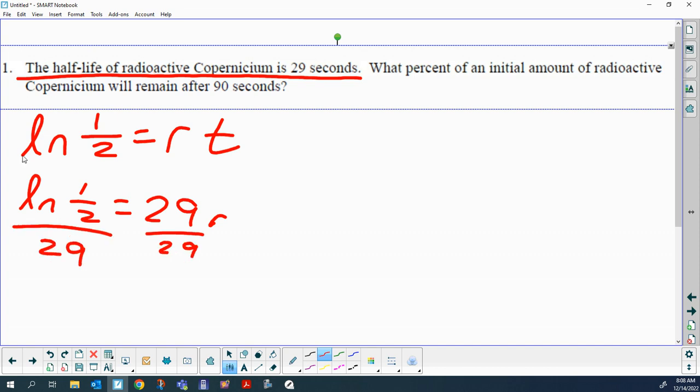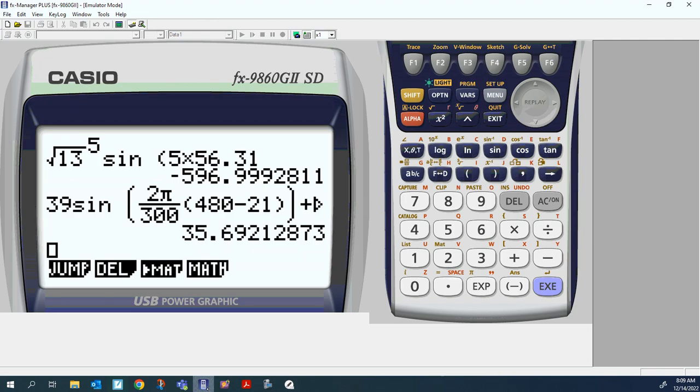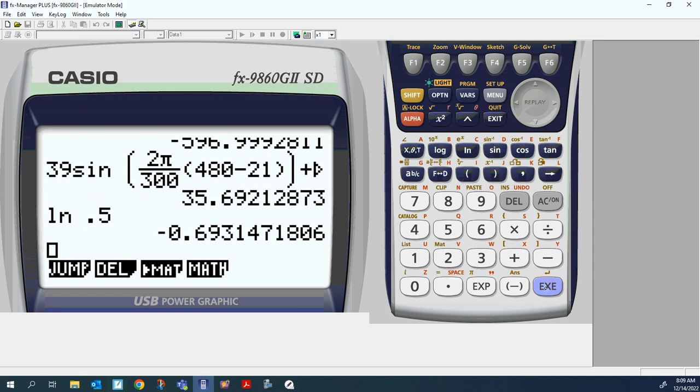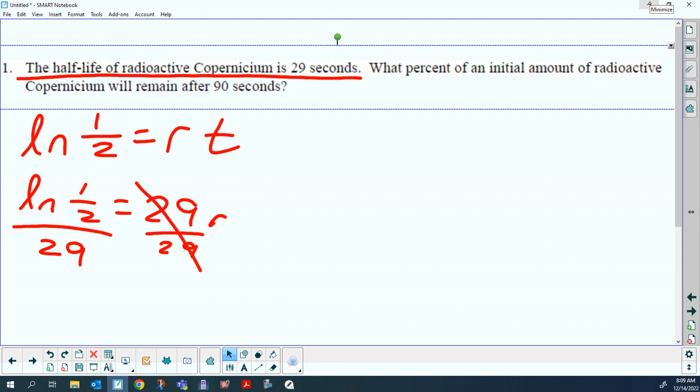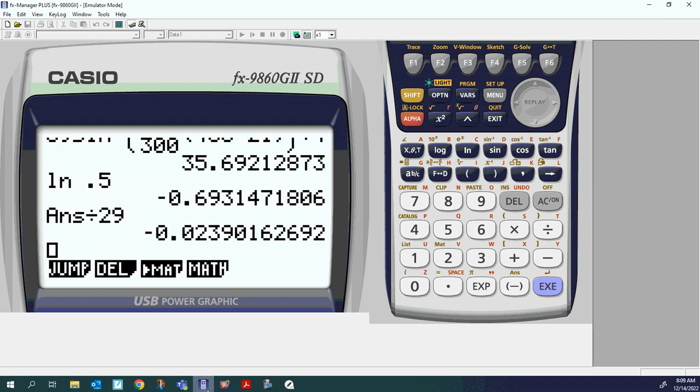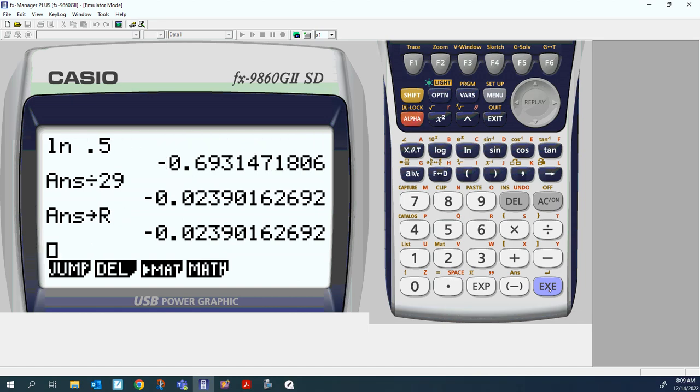Natural log 0.5 is how I would type that in, because I don't want to have to mess with a fraction and parentheses and all that stuff. Just type in 0.5. Natural log 0.5, and then we need that divided by 29. Now, I don't want to have to retype this number, so I'm going to store that as R, because that's what it stands for. Alpha R. That way I never have to type that number. I just have to hit R.